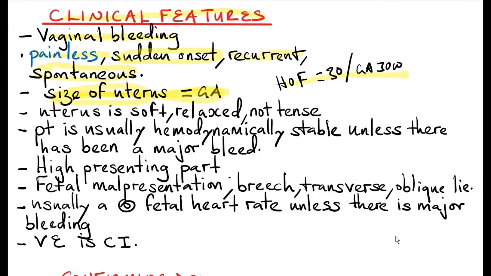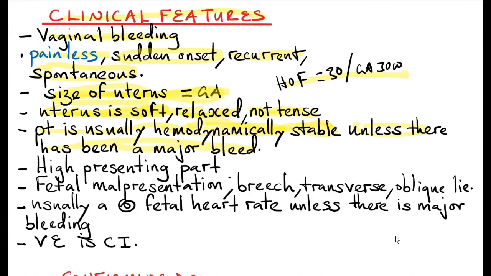And then the uterus is soft, relaxed, not tense. In placenta previa, the uterus is soft, relaxed, and not tense, whilst in abruptio placenta, the uterus is tense. It's as if it's contracting all the time. The patient is usually hemodynamically stable, meaning that the blood pressure is normal, the pulse is normal, the patient doesn't seem to be in shock, doesn't seem to be pale. Unless the patient bled a lot, then the patient will be in shock.